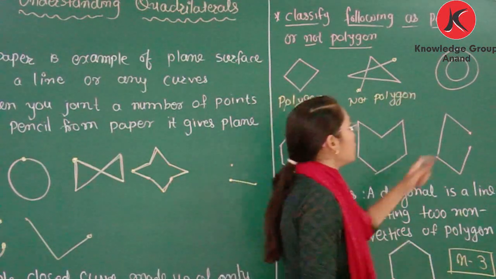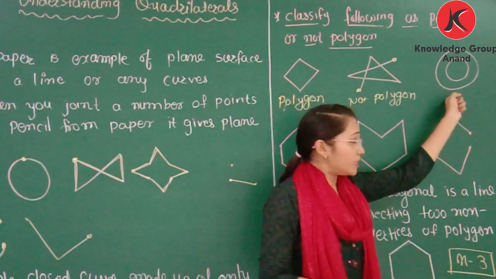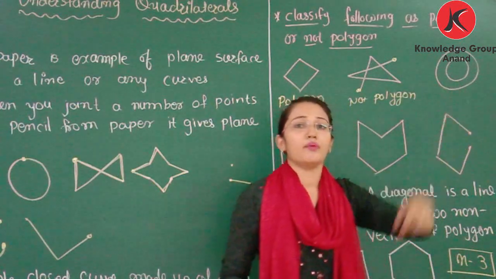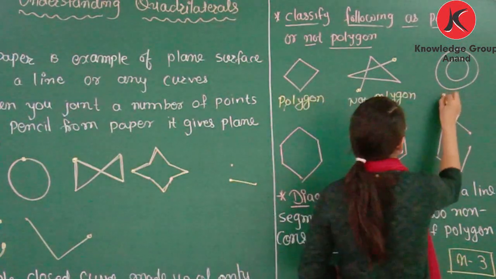Now for the next one, is it a polygon? It is closed, but it is not made up of line segments. That's why it is not a polygon.